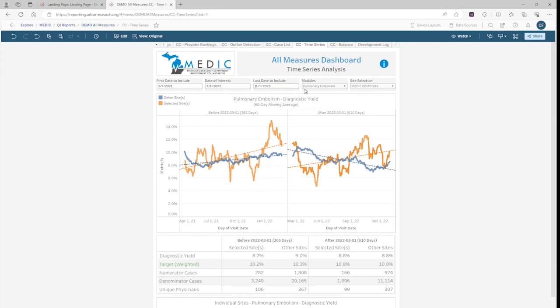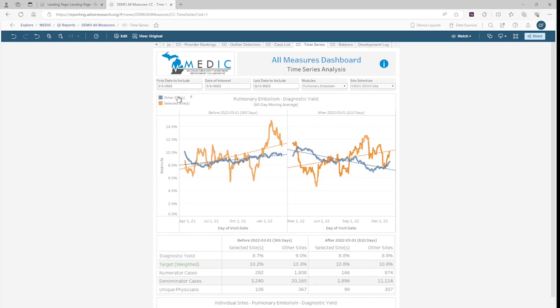Same thing at the top, different boxes to make some selections, some more information in the pop-up. But right now what I've selected is pulmonary embolism. My selected site is the Medic demo site. You may have more than one site here, and so you can select more than one and aggregate them together into the orange. The rest of the sites within Medic will be all aggregated into the blue. And so you could select one site at a time, or you could select your entire group or your entire health system at a time and look at that data that way. It sort of depends on what you're looking for.